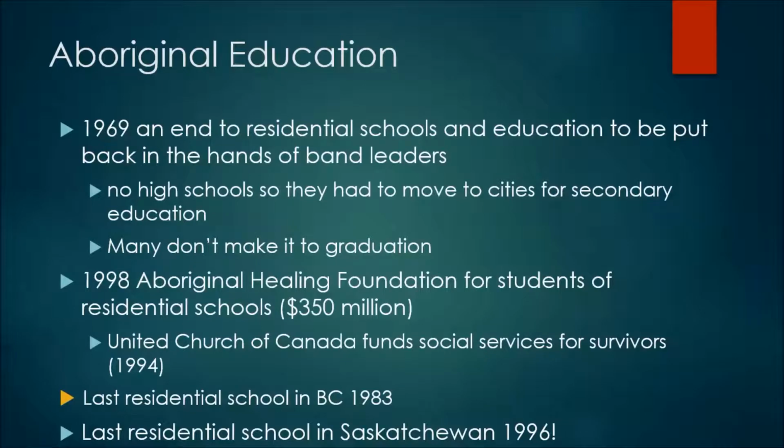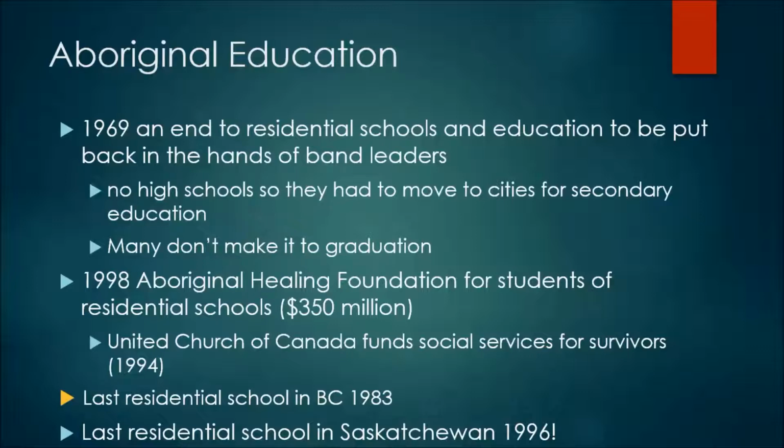1969 marks an end to residential schools, so this is when Canada's going to start to phase them all out and instead try to put education of Aboriginals back in the hands of band leaders. The problem, though, with a lot of reserves is that they didn't have secondary schools, so they might be able to fund some sort of primary education, but to get secondary education, they'd often have to leave the reserves, and so again, we'll show you the result of that today.